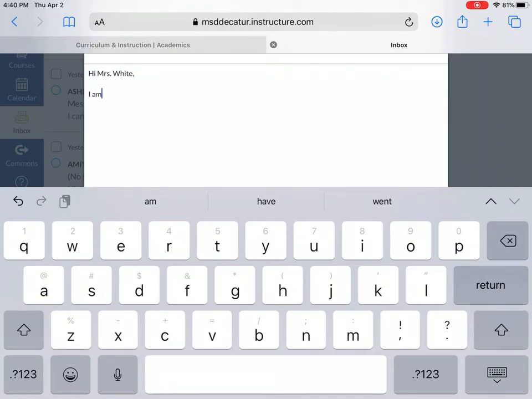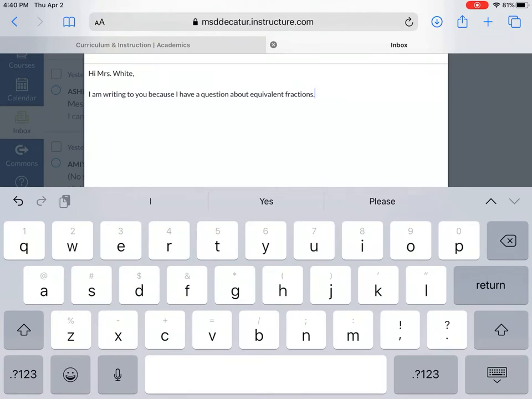So, I am writing to you because... Okay, I am writing to you because you have to have a purpose in why you're writing. So I am writing to you because I have a question about equivalent fractions. Now, some of you would just click send and stop right here. And we can't stop right here because I can't answer your question because I don't know what it is.